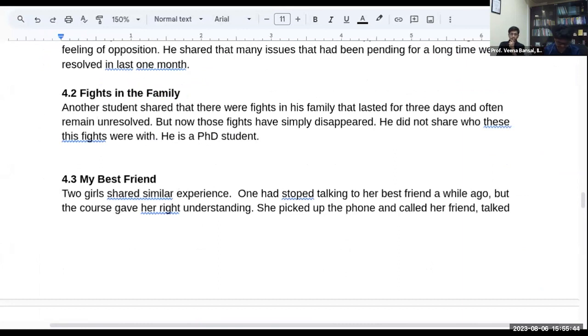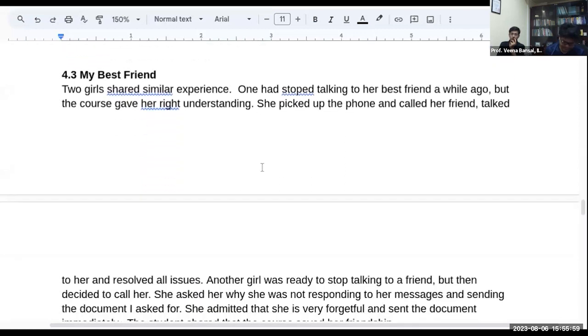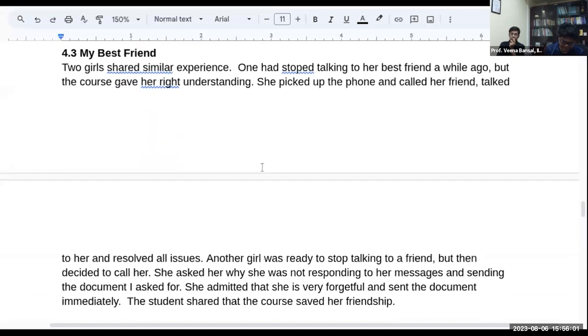But now he has been able to fix that problem, and he is able to approach his family in a much better manner, and those fights and scars have simply disappeared. There's another person who was here in the morning. She said she was almost ready to break her relationship with one of her friends, and she could save it because she just called him and asked, why aren't you responding to my messages? He said, I'm so forgetful and so busy. Let me do this right away.